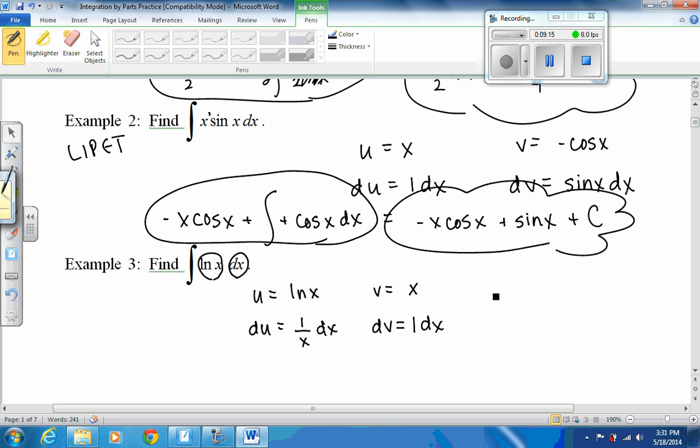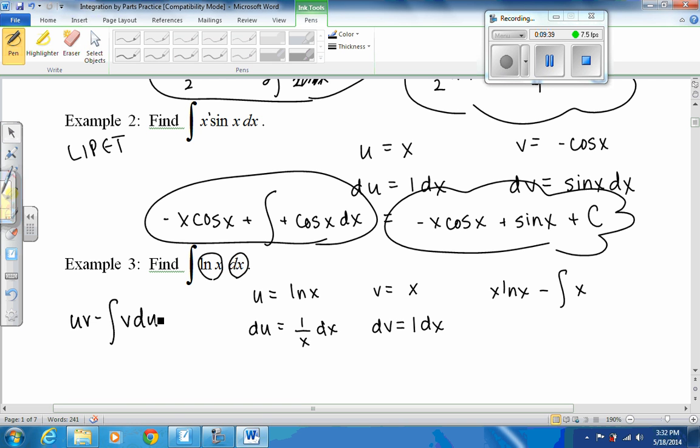We'd end up with u and v, so x ln of x, that's u times v, minus the integral of v, which is x, and du, which is, remember, that's just what we're memorizing. uv minus the integral of v du. So I'm not choosing those for different reasons. That's what we're going to do every single time.